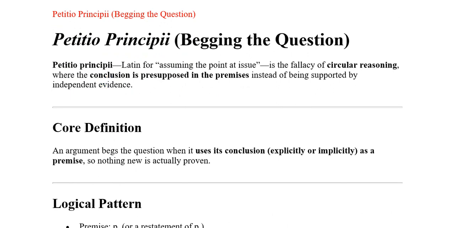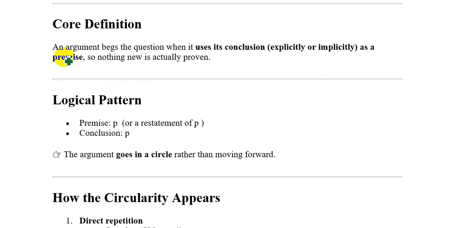Now, we go into the next fallacy known as petitio principii, begging the question. Petitio principii, begging the question, is a Latin phrase for assuming the point at issue, which means it talks about circular reasoning, where the conclusion is presupposed in the premises instead of being supported by independent evidence. The core definition: an argument begs the question when it uses its conclusion either explicitly or implicitly as a premise, so nothing new is actually proven.